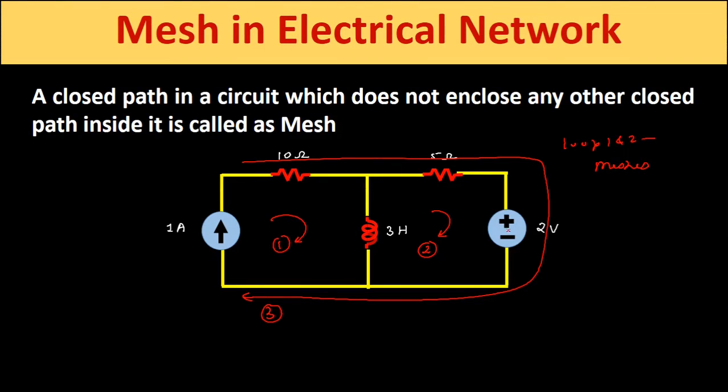But this is outer loop which is starting from node number 1 and ending at node number 1 is not a mesh because inside this outer loop we have loop number 1 and loop number 2. Therefore loop number 3 is not a mesh. So these are the examples of branch, node, loop and mesh.